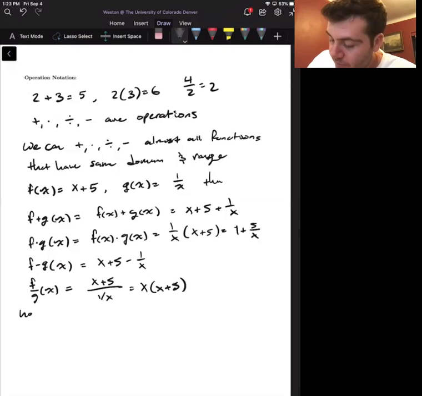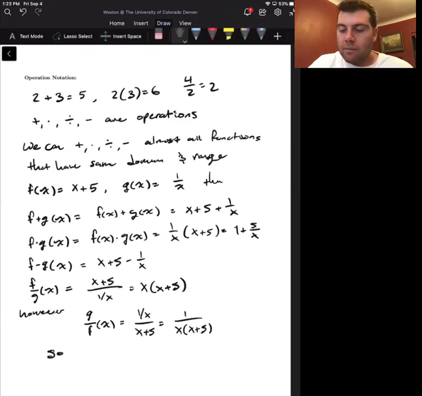However, for g over f of x, we get 1 over x plus 5. That's the same as 1 over x times x plus 5. And so pause the video and take a second to think about what numbers are in our domain and what numbers are not in our domain.